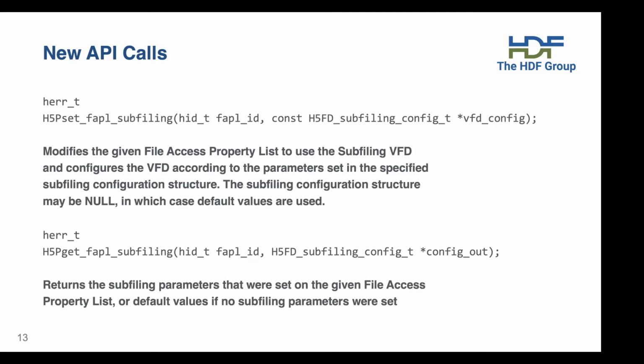And then there's the H5Pget_fapl_subfiling, which just returns the subfiling parameters that you set on the file access property list, or it'll give you back default values if you didn't set anything.